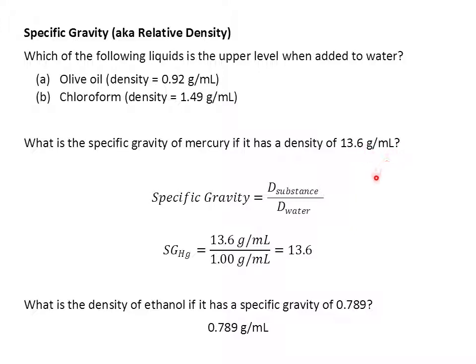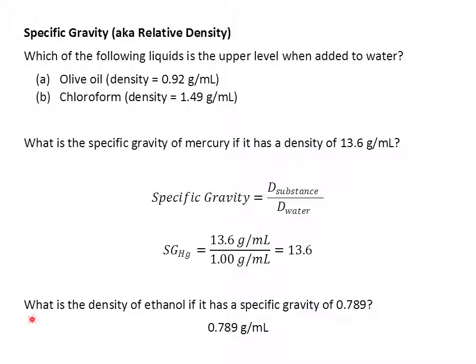All right. In this problem, what is the specific gravity of mercury if it has a density of 13.6 grams per milliliter? Well, recall what specific gravity is. It's the density of the substance divided by the density of water. So whatever the density of that substance is, it's going to be numerically the same for the specific gravity. Specific gravity is a dimensionless number. So we say 13.6 grams per milliliter divided by 1.00 grams per milliliter, and that gives us 13.6. So the specific gravity of mercury is 13.6.